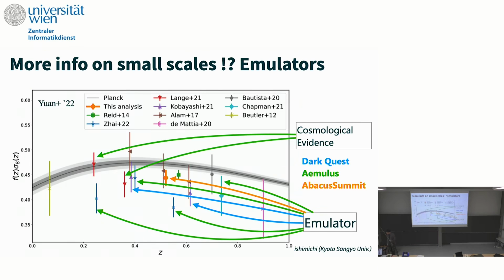So what to do? Of course we know there is information on small scales. I don't know if these are really carefully checked, but there are some papers on small scale RSD to put constraints on f sigma 8, right? There are many data points here, many from emulators and others from data-driven approaches. So the information is there in small scales. How to combine them? That's my topic.